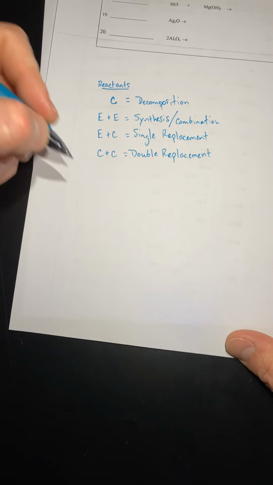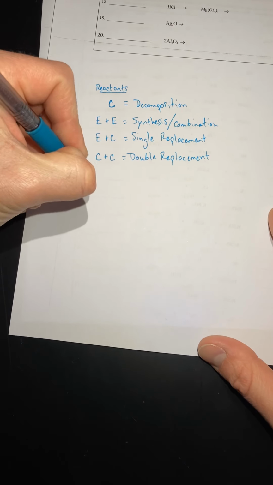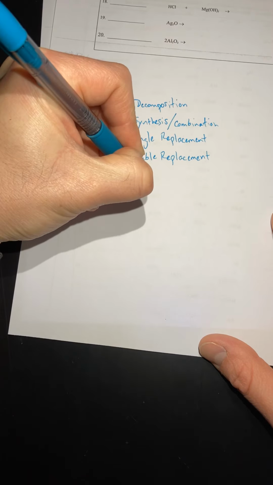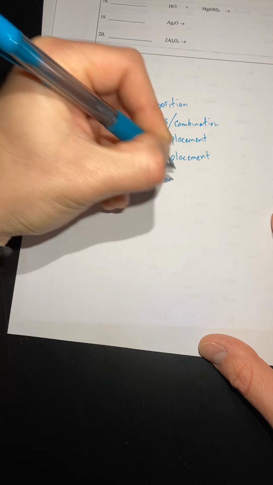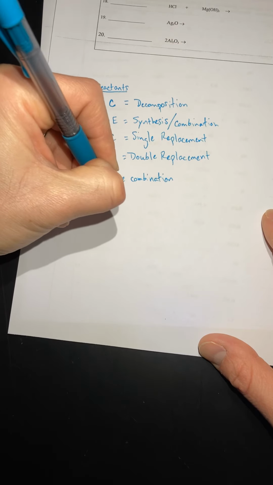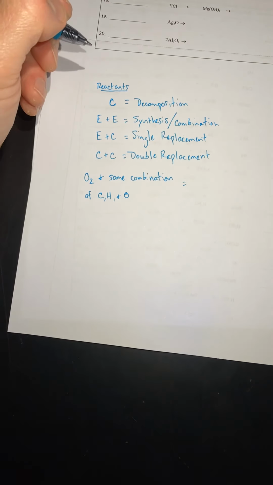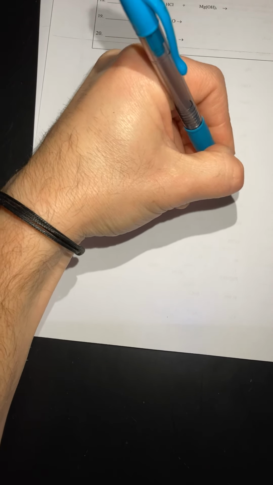All right. And the last one, if you have O2 and some combination of carbon, hydrogen, and oxygen, what is that? That's combustion. So it's O2 plus either carbon and hydrogen, or carbon, hydrogen, and oxygen, depending on the compound.